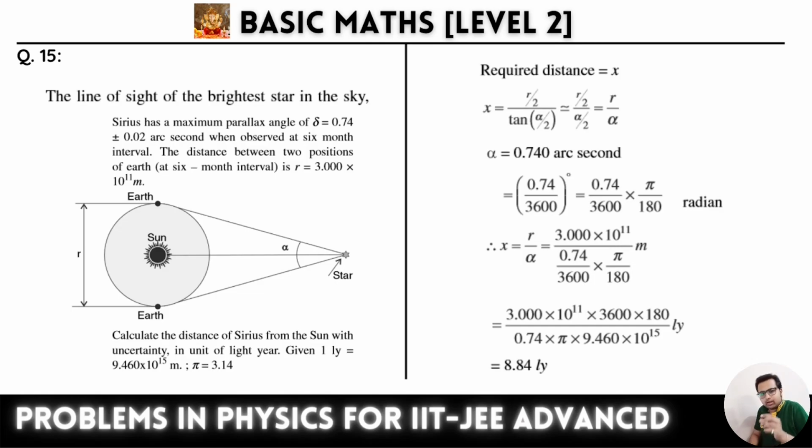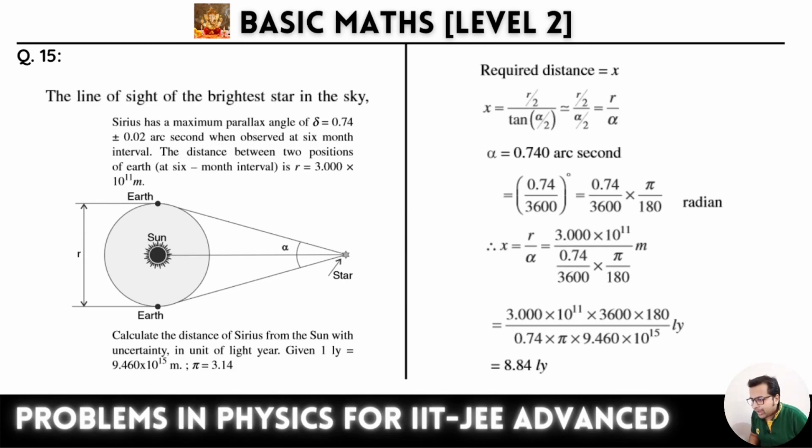So definitely, alpha is in arc second. We have to convert it into degree. So what we do, 0.74 upon 3600. I hope it is clear. Converting degree into radian is very easy. Multiply it by pi by 180. So we got the alpha in radians.